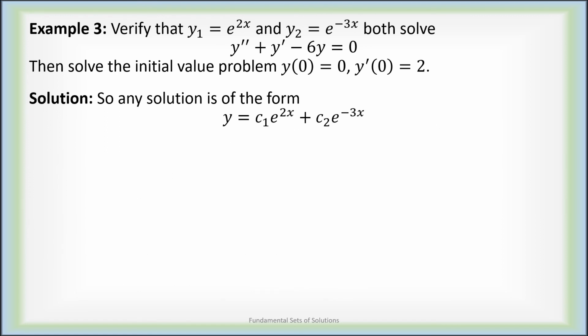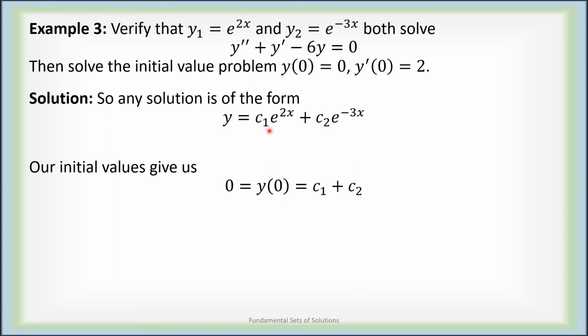So having determined that any solution to the differential equation must be of this form, we can start using our initial values to determine what those constants are. So plugging in 0, y of 0 is given to be 0. On the other hand, if we let x equal 0, both of these exponentials are 1. So whatever the constants are, their sum must be 0.